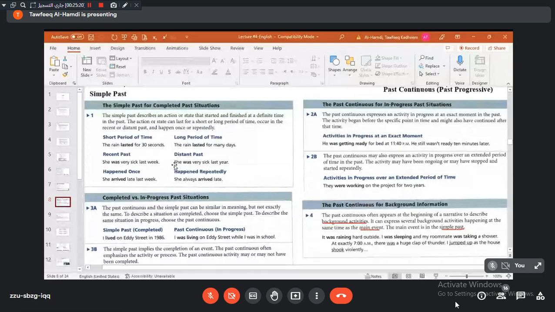And for repeated things, we can also use the simple past. For example, she always arrived late.